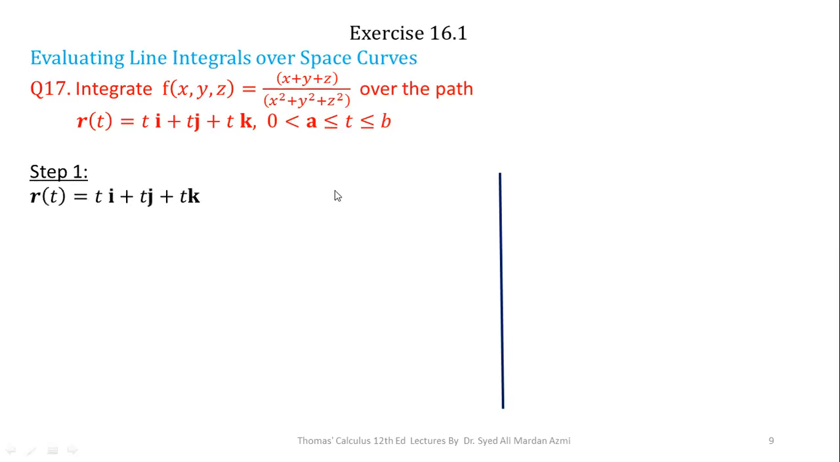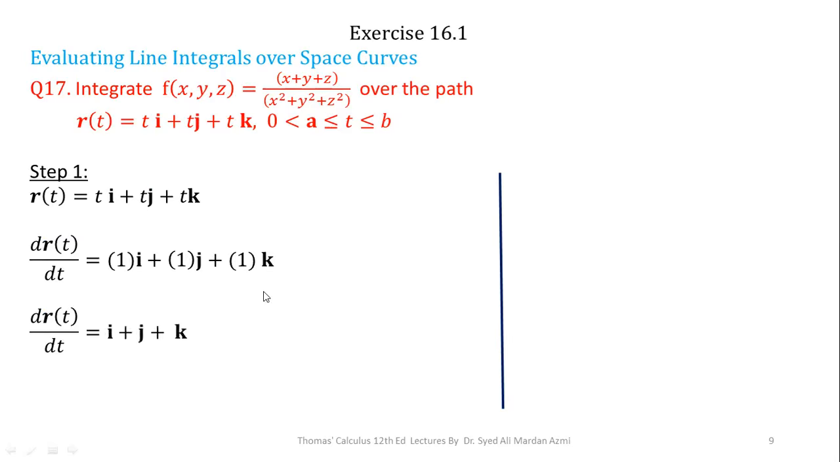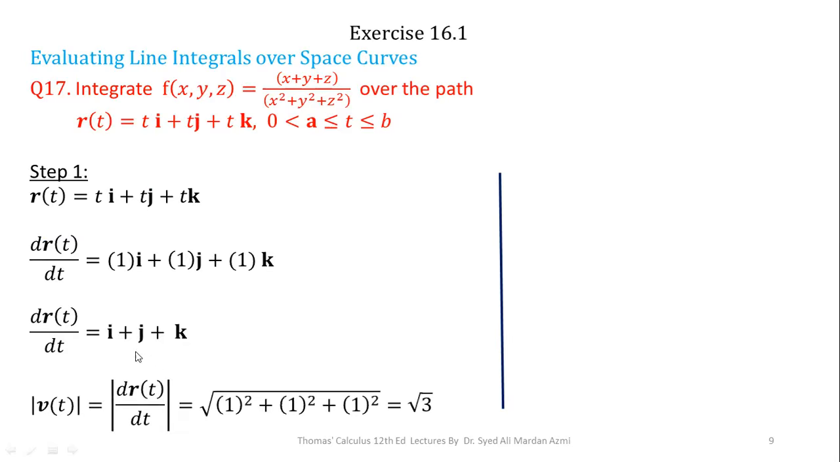So in step number 1, r of t is given to us. Taking its derivative with respect to t, dr over dt, we got derivative of t is 1, derivative of t is 1, and derivative of t is 1. So we got i plus j plus k. In the next step, calculating v of t mod, the square root of i coefficient square plus j coefficient square plus k coefficient square. 1 plus 1 plus 1 will give us square root of 3. Step number 1 is completed.